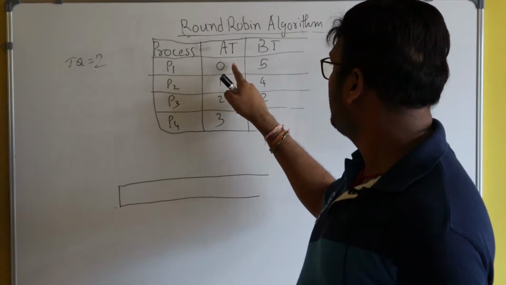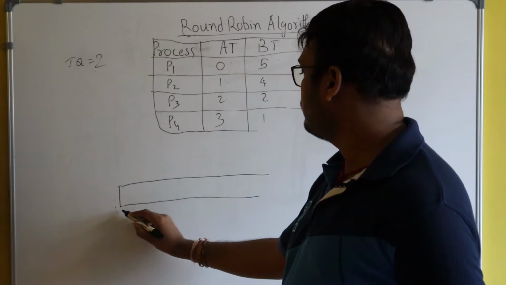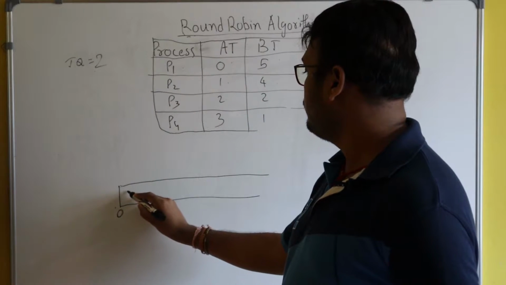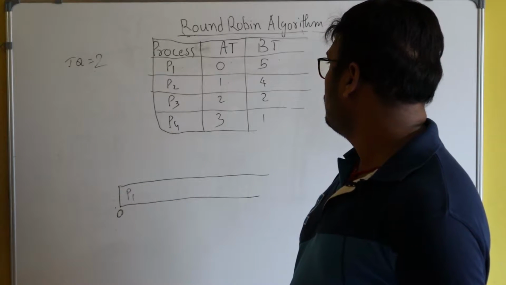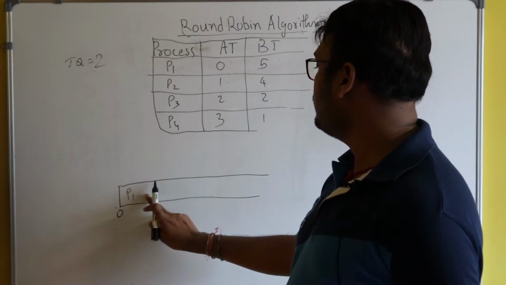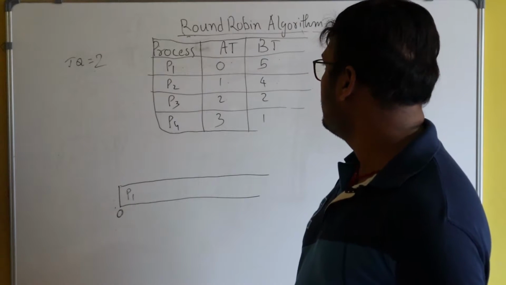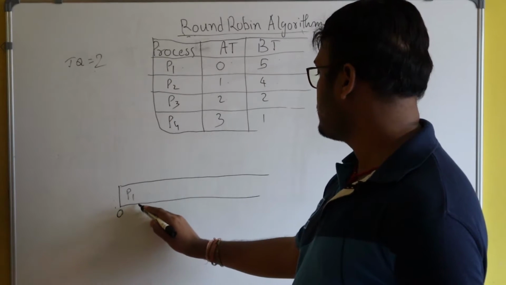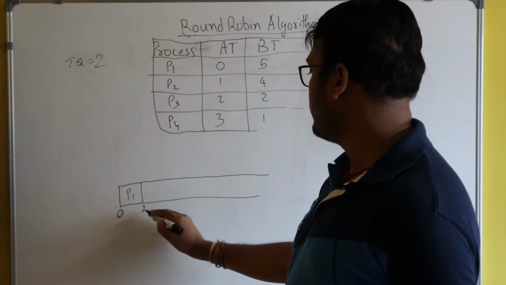now you see at 0th second which process came? P1. P1 came at 0th second. So CPU will be given to P1. Okay. Now what is the time quantum? 2 seconds. So P1 will run for 2 seconds.